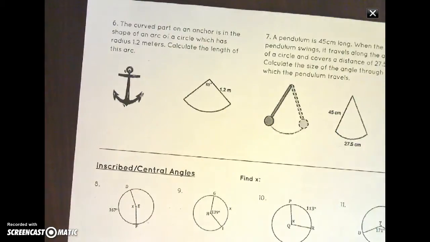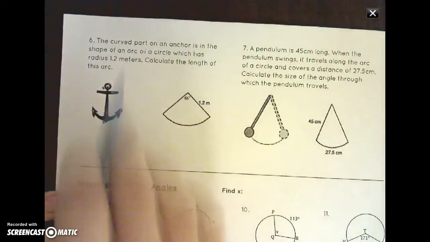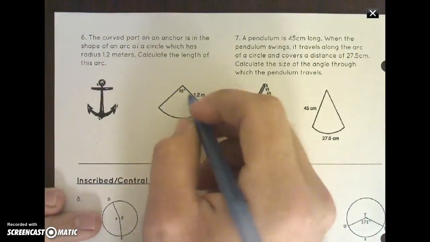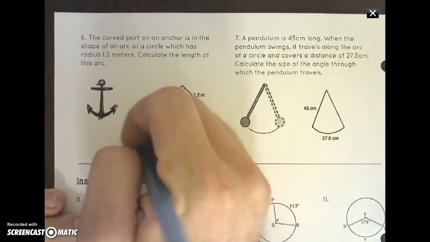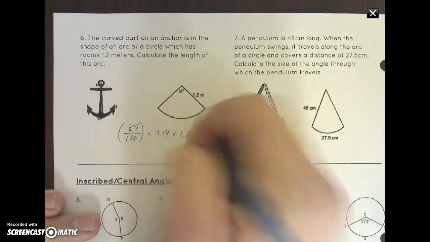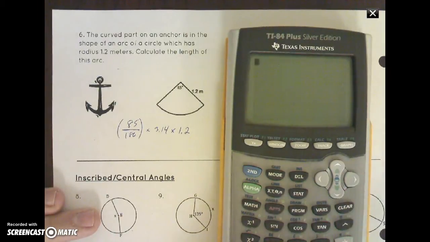Now it says here, this is actually a good problem. The curved part of an anchor is the shape of an arc of a circle which has radius 1.2 meters. Calculate the length of this arc. All right, same thing. You're coming back over here to arc length. So you have to be able to read the problem. It says the length, so it's not the area. All right. So I'm doing 85 degrees over 180 times pi times my radius, which is 1.2. Okay. So it's just as simple as reading the problem. Make sure you're answering the question correctly.